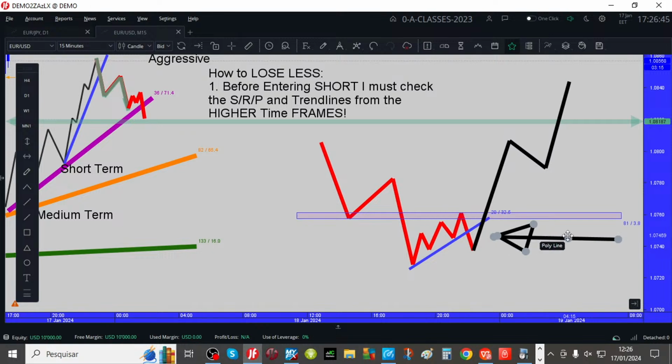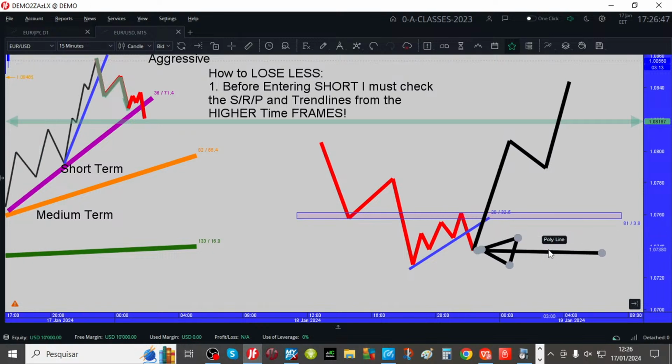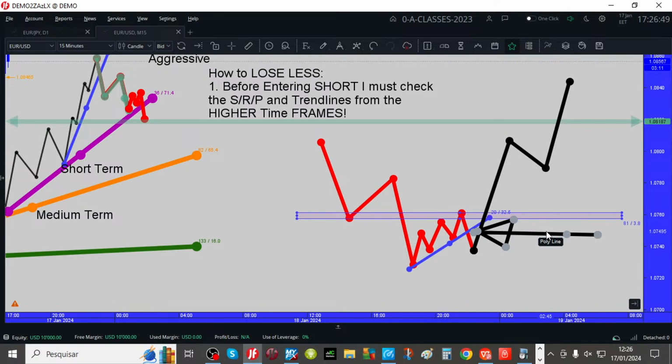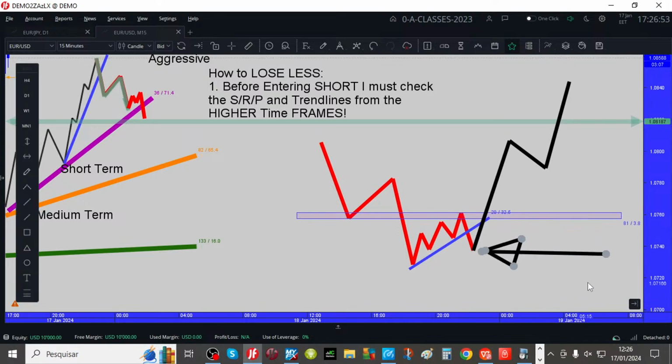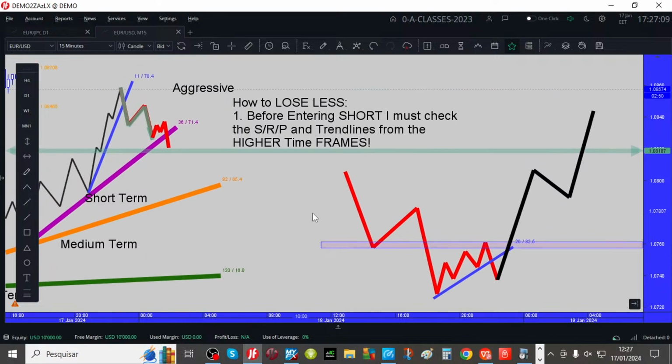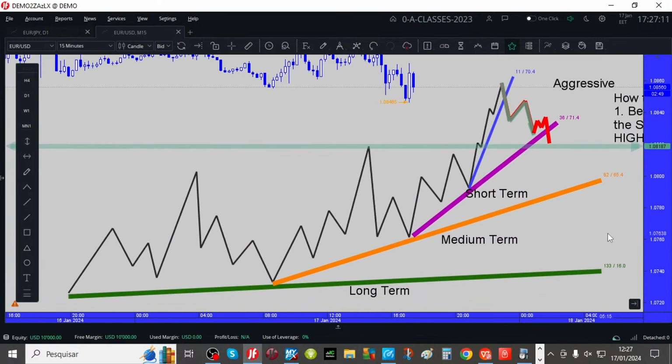Did I do anything wrong shorting the market in here? No, you didn't. Wrong answer. Yes, I did. But I was supposed to be short. Maybe didn't check the... Exactly, everybody. Those are unnecessary losers. Make sense?